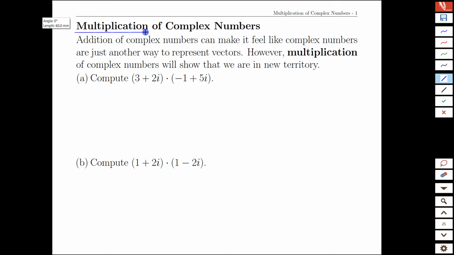In this video, we're going to look at how we can multiply complex numbers and see how the relationship between complex numbers and vectors is different here than it has been for simple addition. The multiplication of complex numbers is not the same thing as a scalar multiplier for vectors. It's definitely not the same as a dot product. It's definitely not the same as a cross product. It's something new.